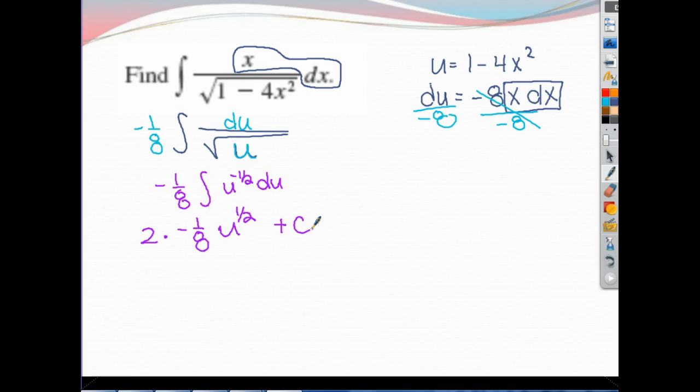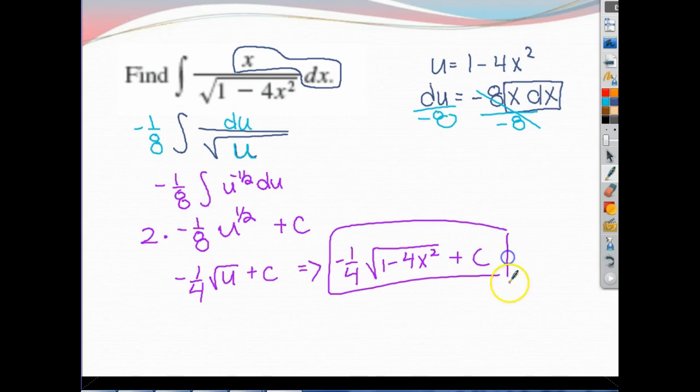Can't forget that plus c because there's no bounds. So 2 times an 8 gives you a 4th. So you have -1/4 square roots of u plus c. Our answer wasn't given in u's to start. It was given in x's. So we have to change it back by plugging in that u again.